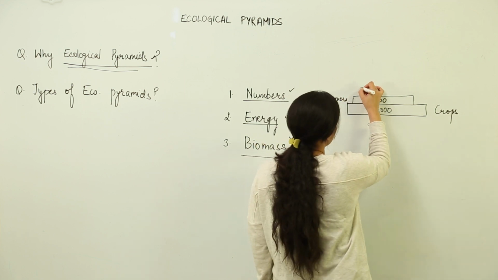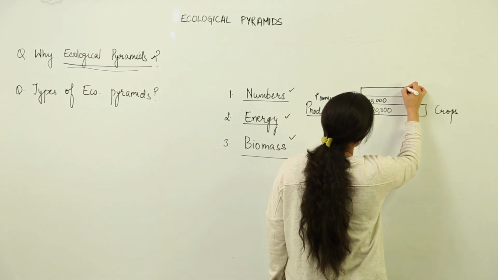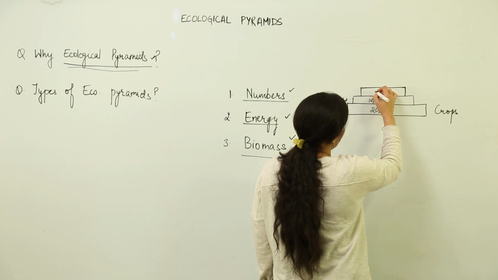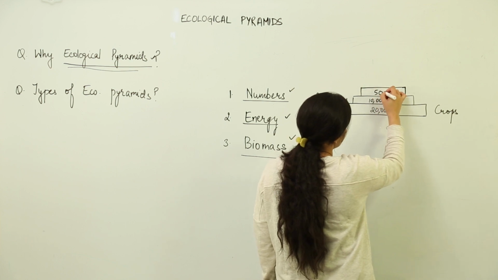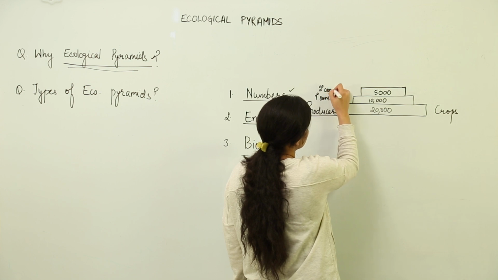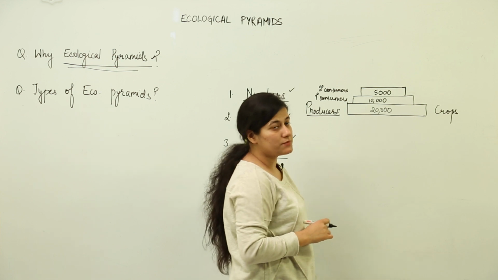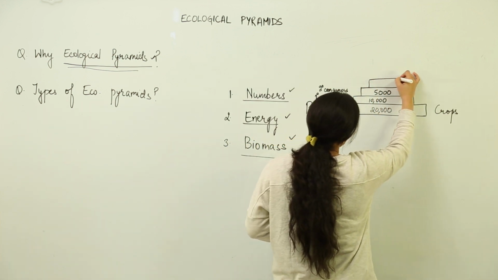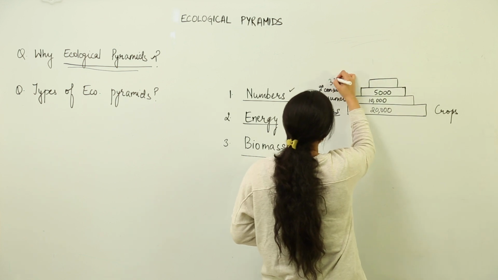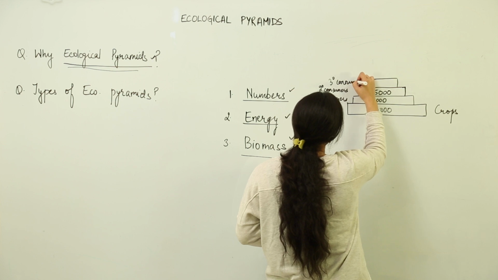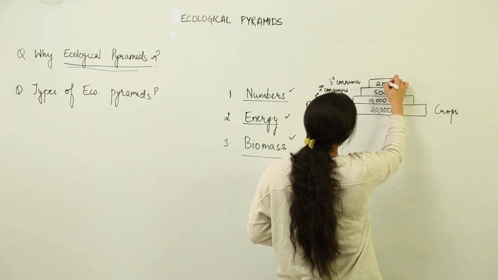Now consider on these 10,000 insects, around 5,000 rodents are feeding. So these would be secondary consumers. You see the comparative account is being made in terms of number at each trophic level, and on these rodents, the tertiary consumer that is feeding, consider it as snakes. There are around 200 snakes which are feeding.